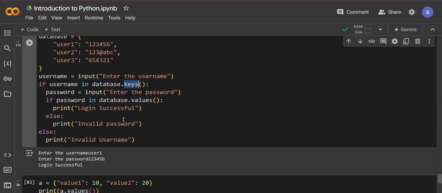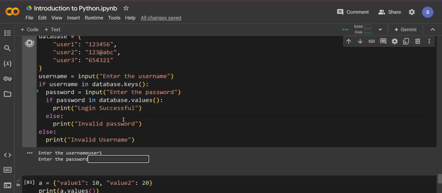But there is one problem here. Can you identify what is the problem here? I'll tell you what the problem is. By next class, everyone has to solve this problem, that is by tomorrow's class. So if I run this, it is asking me the username. I'll be giving the username user1. That is correct. So let me run this.